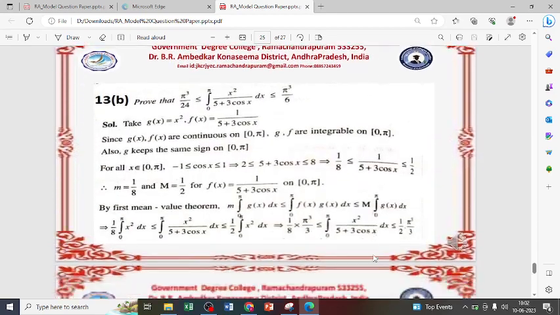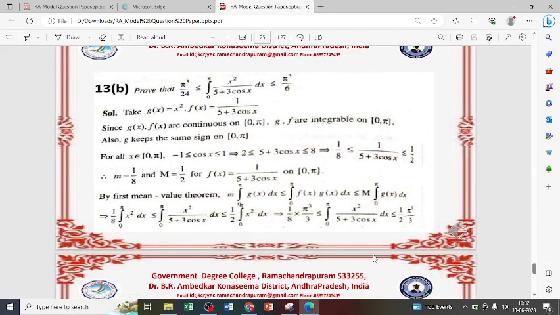Now we have proved that pi cubed by 24 is less than or equal to the integral from 0 to pi of x squared by (5 plus 3 cos x) dx, less than or equal to pi cubed by 6. Take g(x) equal to x squared and f(x) equal to 1 by (5 plus 3 cos x). Now g(x) and f(x) are continuous on the closed interval [0, pi]. Therefore g and f are also integrable on [0, pi]. Now g keeps the same sign on [0, pi] because it is a continuous function x squared. Further, it is positive throughout.